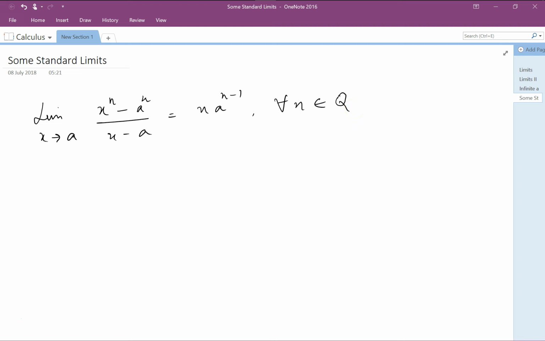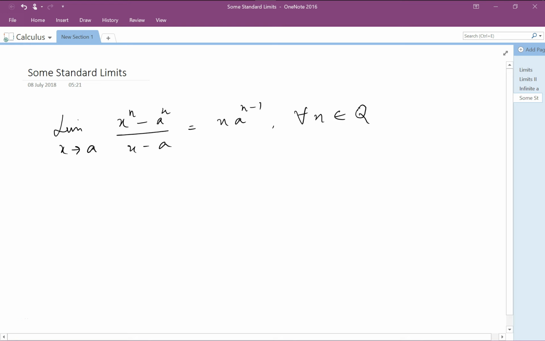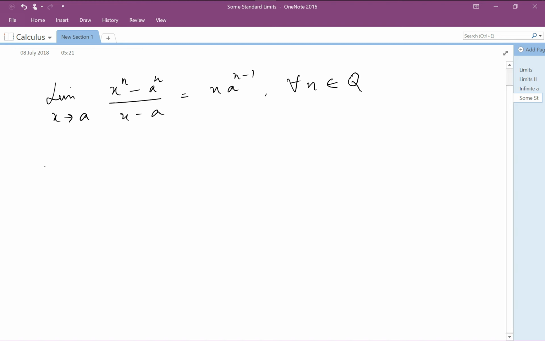Since it is rational numbers, we need to prove it for positive integers, negative integers, 0 and fractions. Once we have proved all these 4 cases, then we can say that this statement is true. Okay, let's take it one by one.